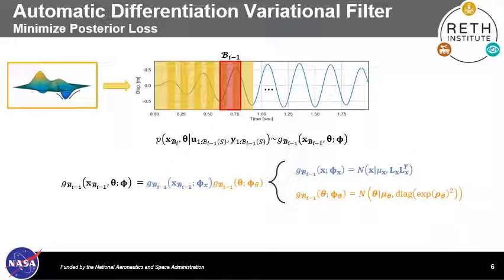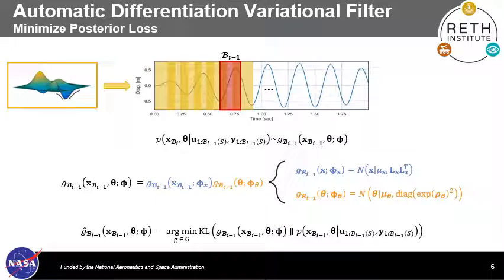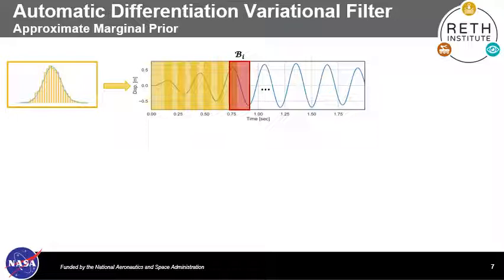Different assumptions on the variational family could be used to develop other behaviors in the posterior, such as multimodality or constrained parameter spaces, but we neglect these here for the systems that we're going to observe in this presentation. Once the variational family has been established, we then optimize it against our data to form an approximation of the marginal posterior. The approximate marginal posterior developed in the previous step can then be used as a basis to approximate the marginal prior for the current batch.